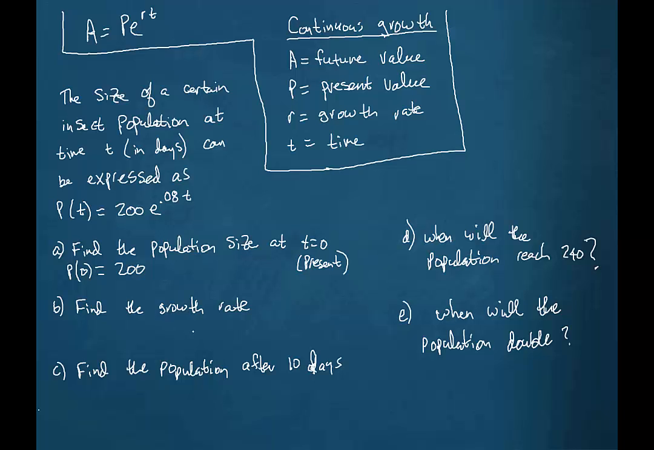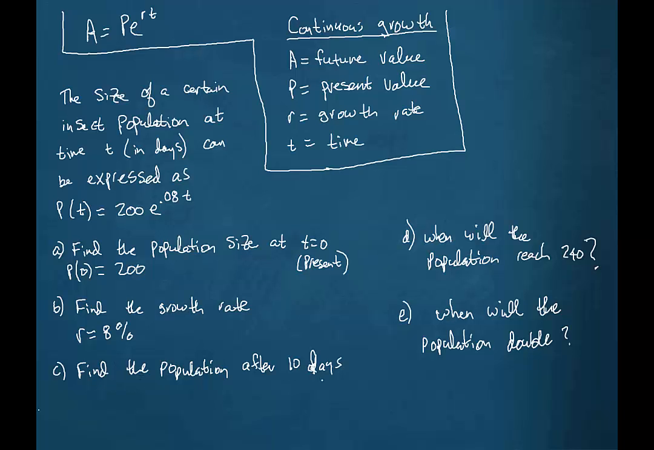The growth rate. Well, the growth rate is r. So here we go. Up here in the exponent, we have the rate times the time, the growth rate times time. And here we have 0.08 times time. So the growth rate is 8%.